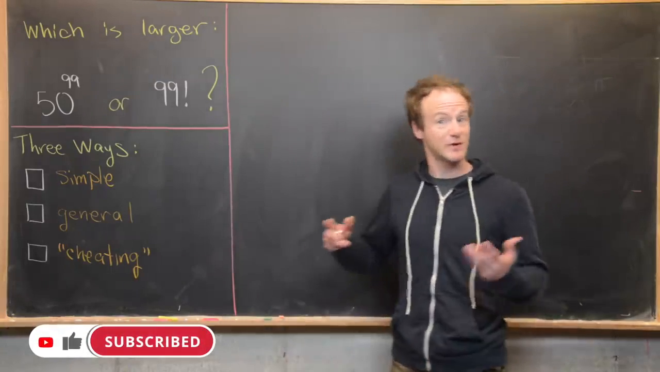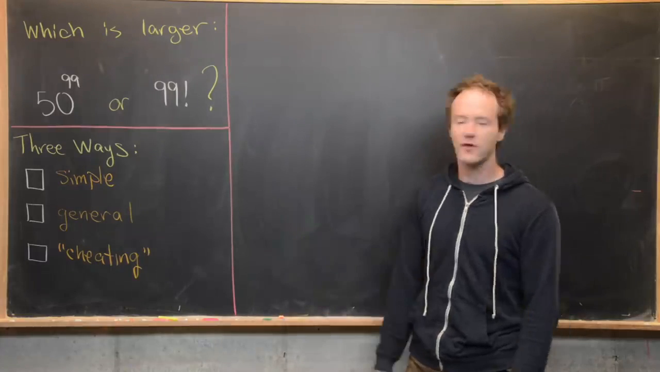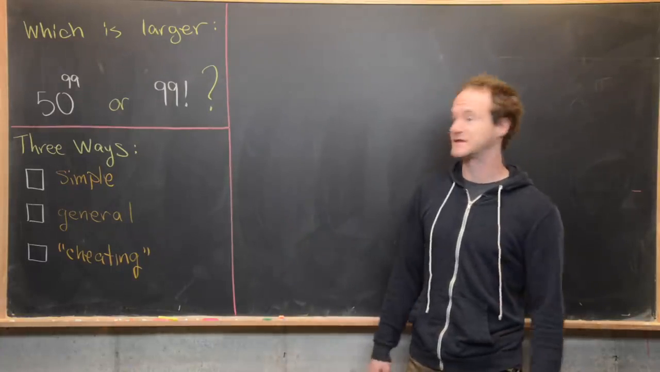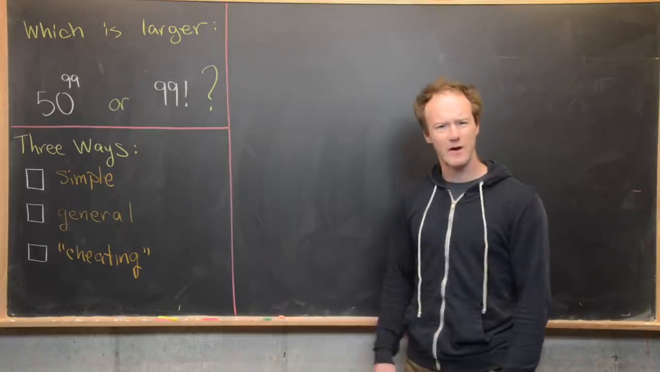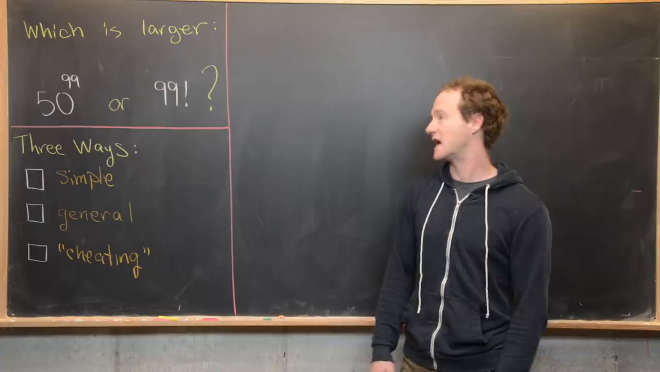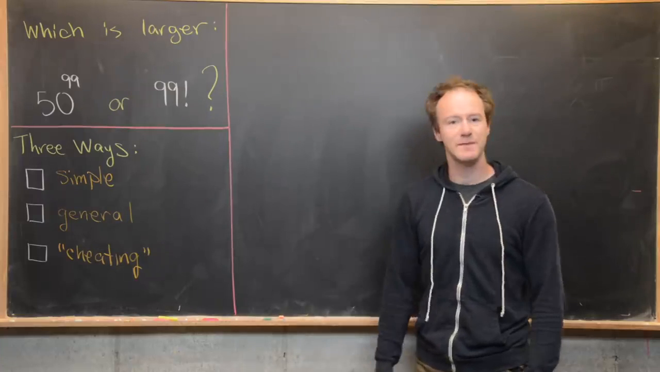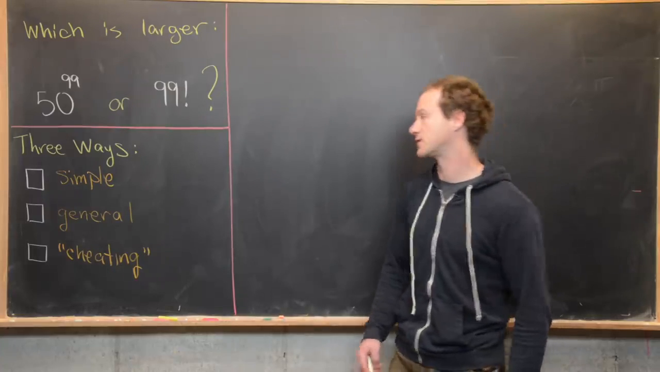One way, which is a pretty simple calculation. Another way, where we prove a general statement that will imply this. And then another way, which I'm going to call cheating. We'll see what that is at the end. Okay, so let's get to the simple calculation first.